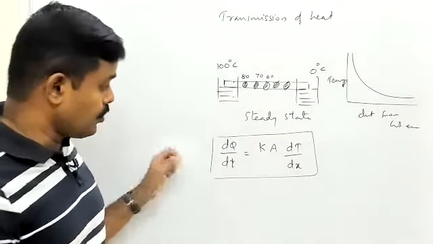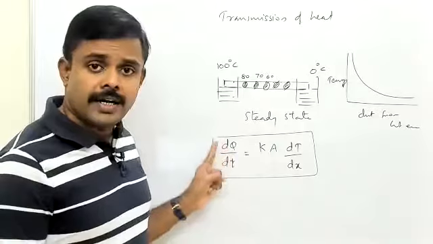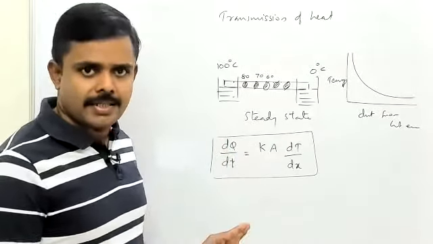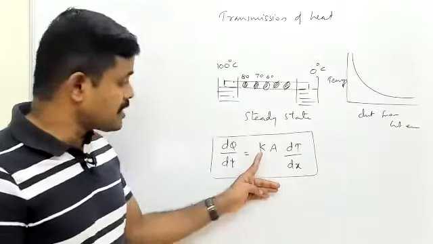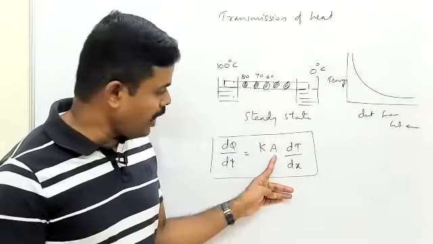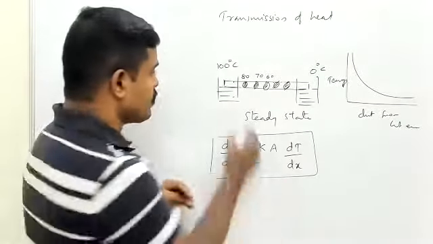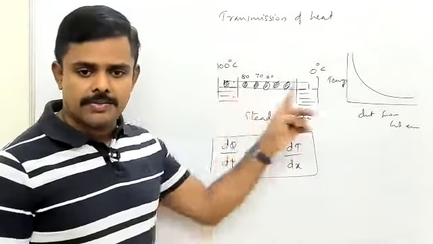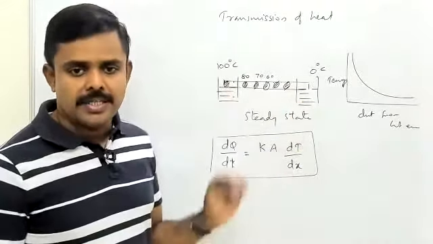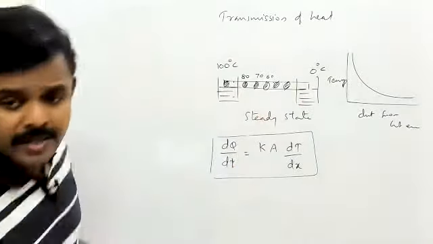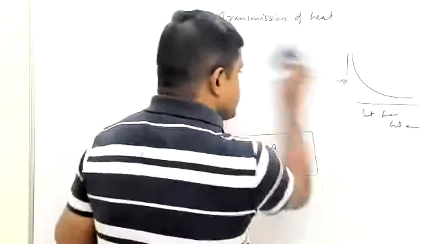So, this is what? Rate of heat transfer, heat transferred per second over a cross section. What is k? Thermal conductivity. What is A? Area of cross section of the conductor. What is dT? Temperature difference between the ends. What is dx? Distance between the ends, that means the length of the conductor.